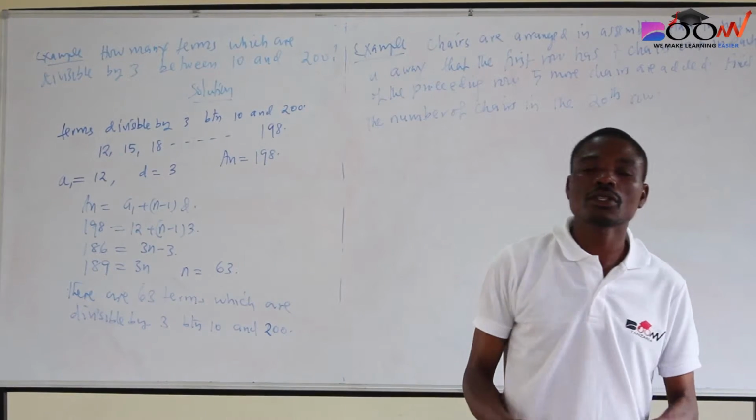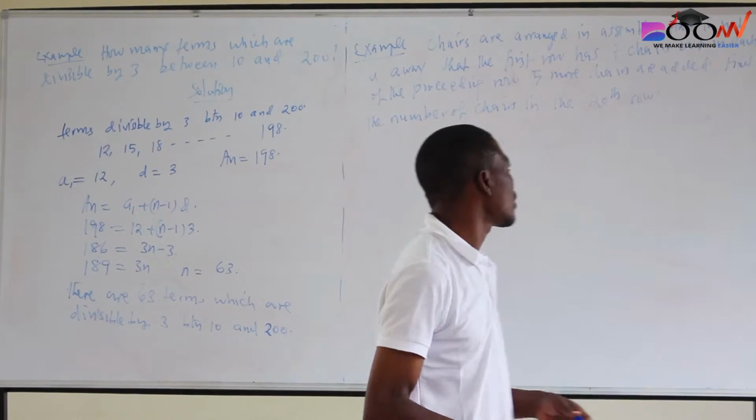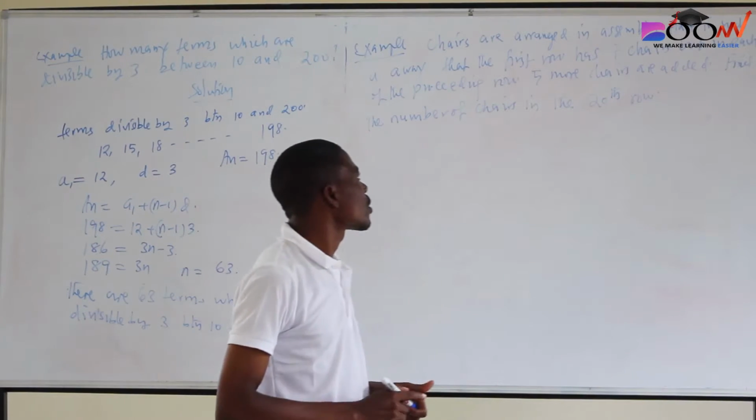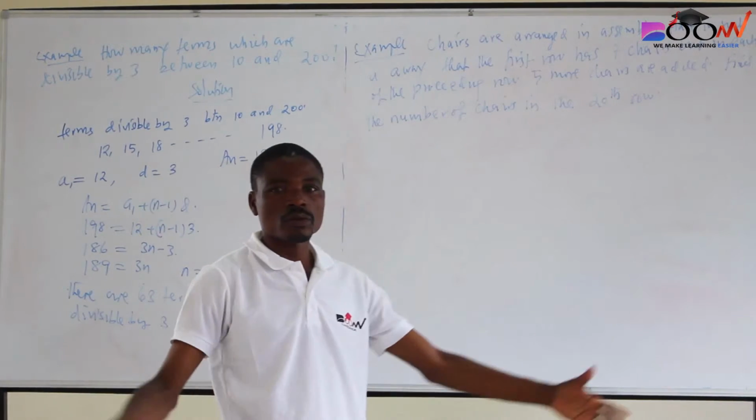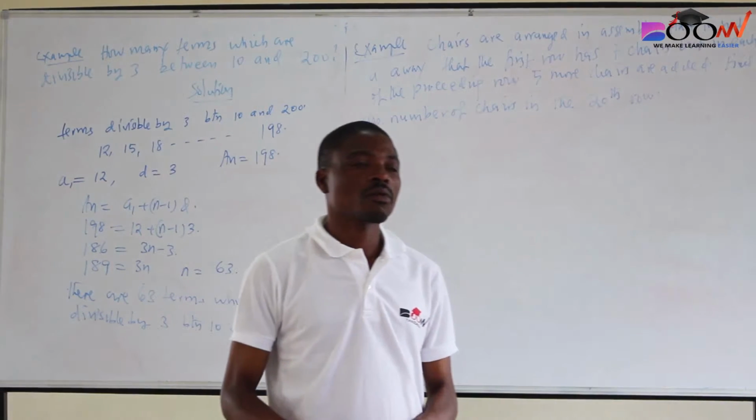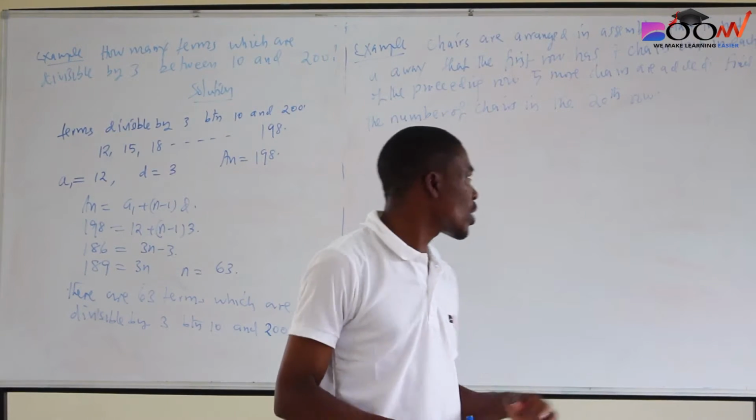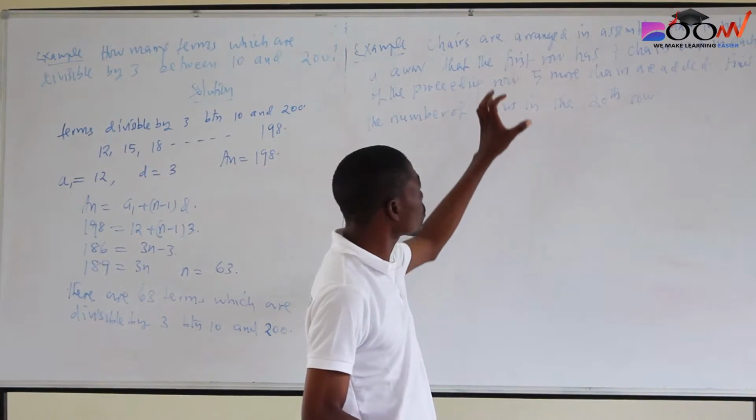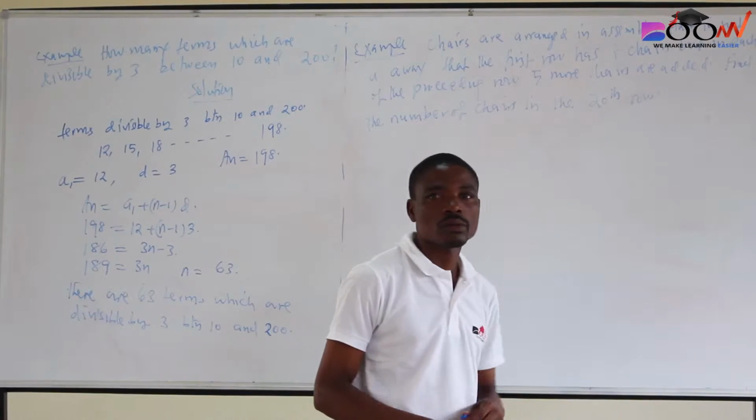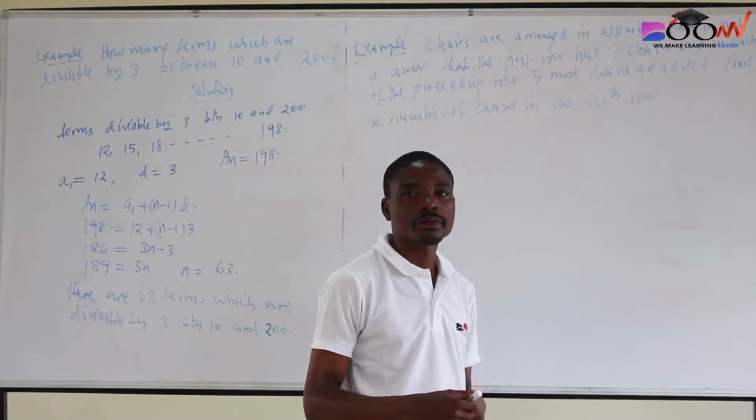Find how many chairs are going to be arranged in the 20th row. So you have a row of chairs in an assembly hall, and you have to find the number of chairs which is going to be found in the 20th row. How many chairs are going to be arranged there?